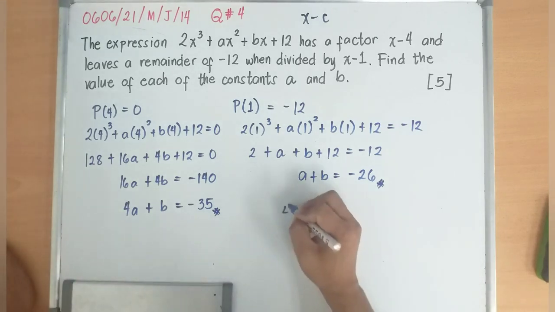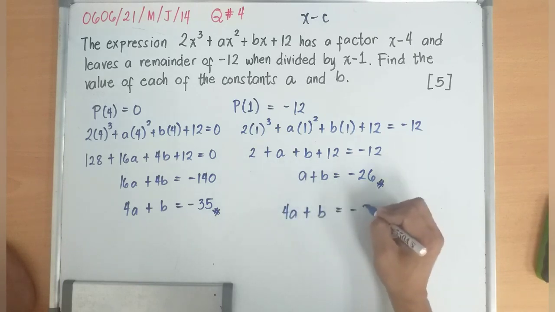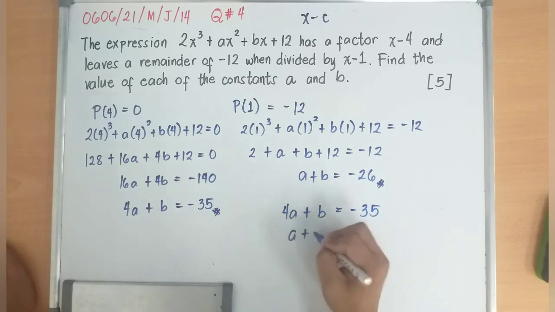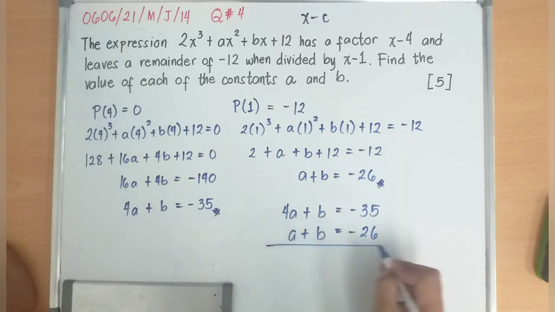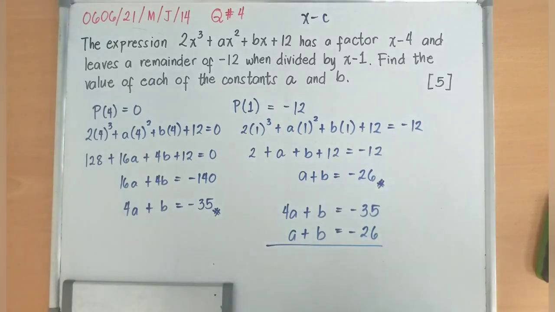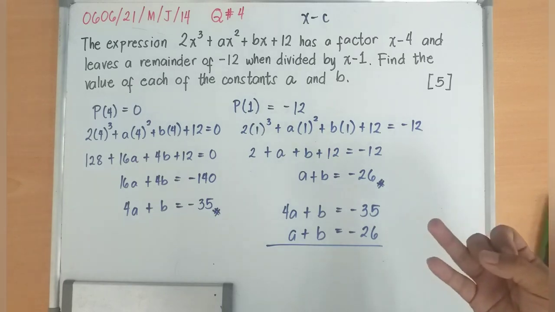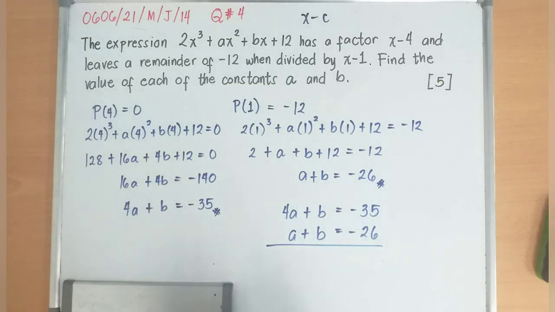So I have 4a plus b is equal to negative 35. Okay, then a plus b is equal to negative 26. There are three methods on how to solve simultaneous equation. One is by graphing. Second is by substitution. And the third one is what I'm going to do now, which is elimination.